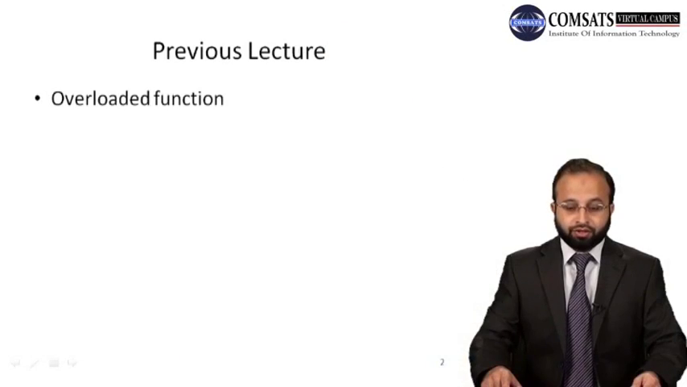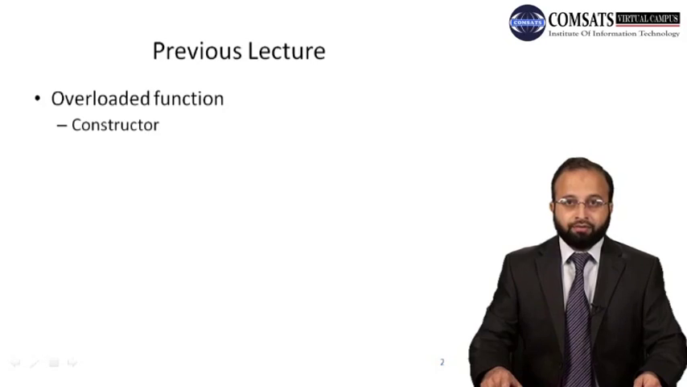In the previous lecture, we have seen overloaded function. Then we have seen how we can overload the constructor of the class. So overloaded function is a function with the same name. You have more than one function with the same name, and to make it different from each other, you either provide a different number of parameters to that function, or the type of the parameter should be different.